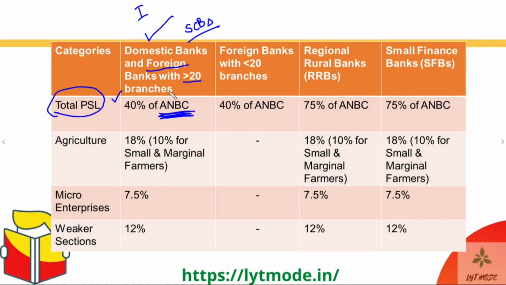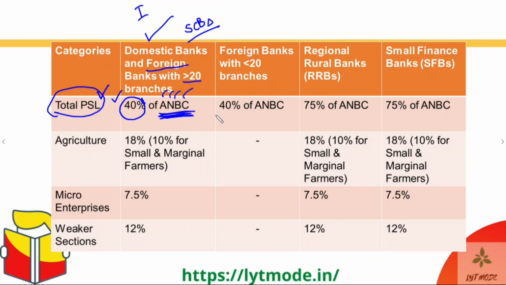Adjusted Net Bank Credit. Okay, so it's basically a measure of the total amount of credit that a bank is lending, or the total amount of loans that the bank is lending across the year. And out of all of that, 40% of it goes to PSL. All the various PSL sectors, 40% of it has to go to them, for all domestic SCBs and all foreign banks with more than 20 branches.